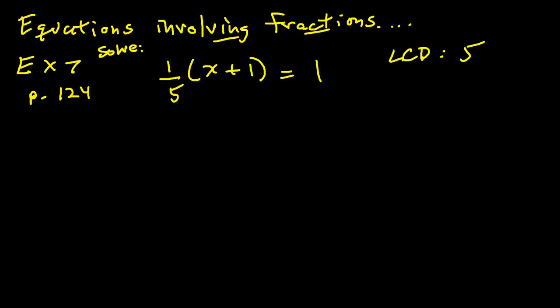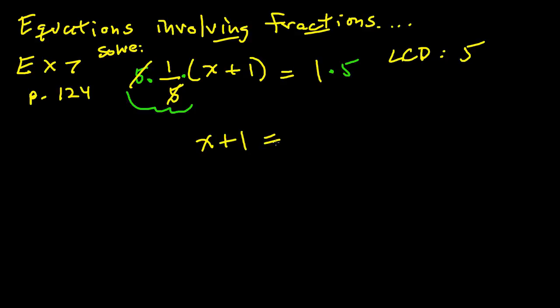All right, so let me multiply both sides by the LCD, and the LCD here is 5, right? Both sides. Now multiplication is associative. Remember, in a string of products, I can multiply any two first. So I'm going to multiply 5 times 1/5 first. Well, of course, 5 times 1/5 is 1. And I've got 1 times x plus 1. Well, 1 times anything is itself. So the left-hand side reduces to x plus 1.